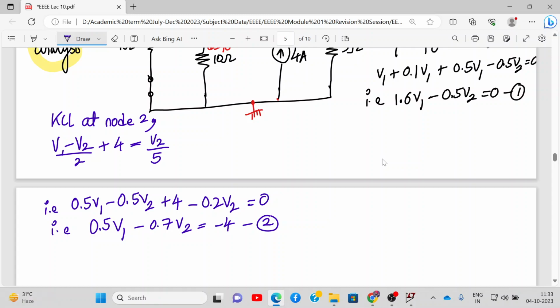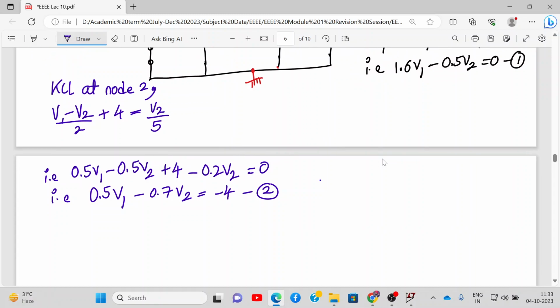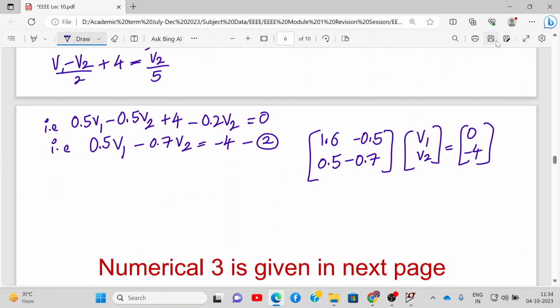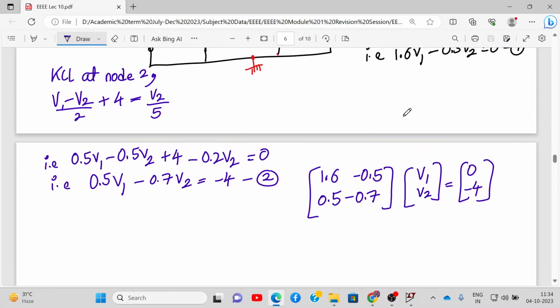Let's put it in a matrix form. So we have to find V1 and V2. So V1 coefficient is 1.6, minus 0.5. Here it will be 0.5, minus 0.7 and minus 4. Alright. So solve this simultaneously and get the value of V1 and V2.